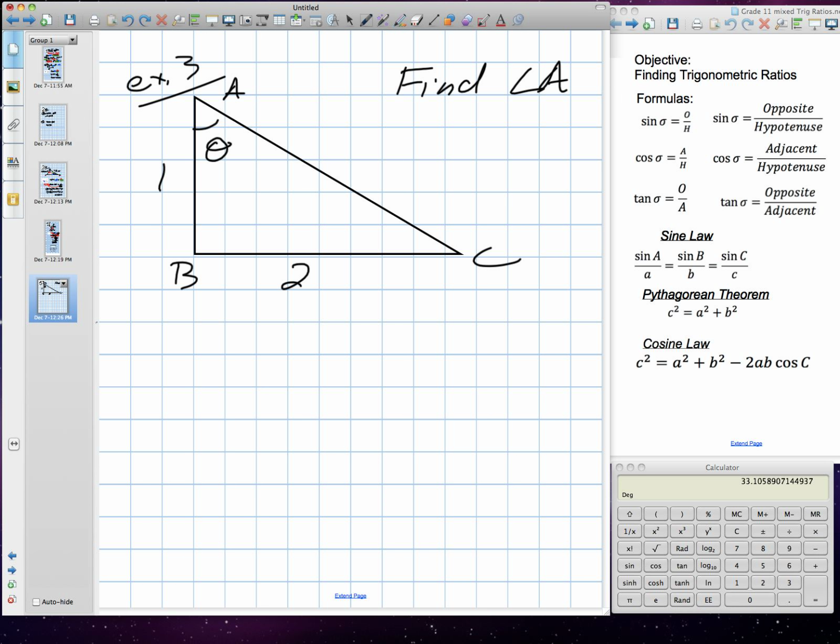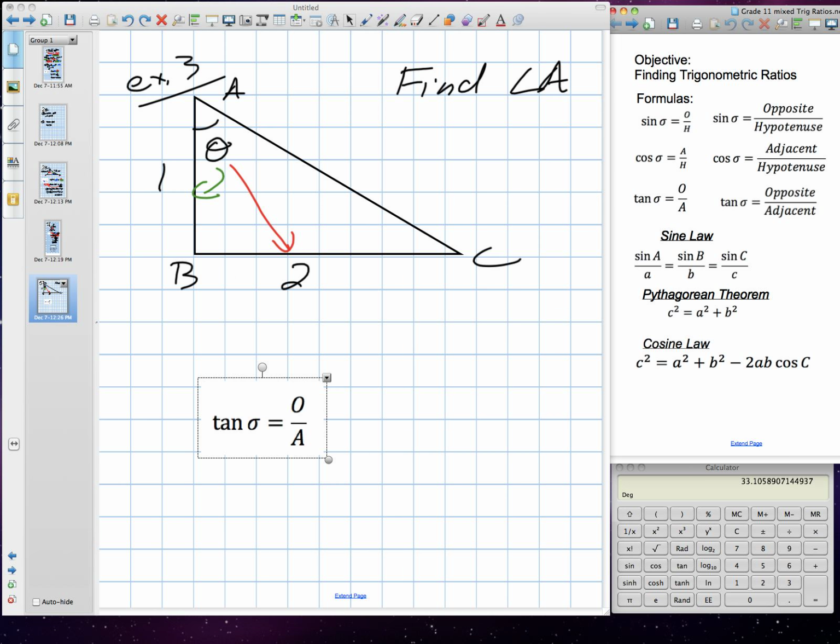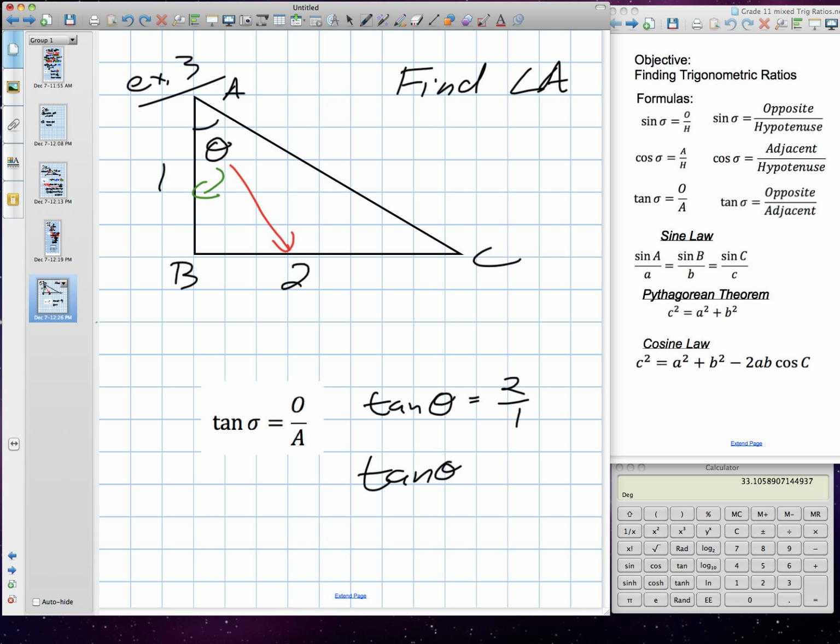Finally, example 3. Now, again, we have our angle. I know the measurement of my opposite and my adjacent, so we're clearly going to use our tangent ratio. So we have our tangent. We bring it over. We're solving for the angle in this case. So we have tangent theta. Opposite is 2. Adjacent is 1. That becomes really easy. Tangent theta is equal to 2.